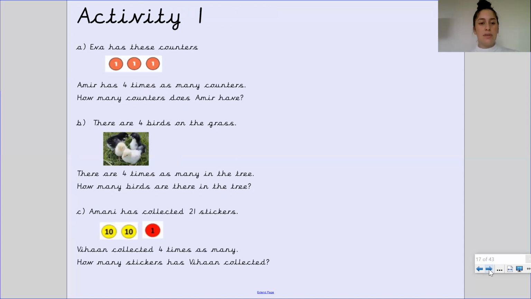Okay, so this is activity 1, where you are given questions that you need to read carefully, but you've also been shown a pictorial representation of that question to help you. So Ava has 3 counters: 1, 2, 3. Amir has 4 times as many counters. How many counters does Amir have? And so on.